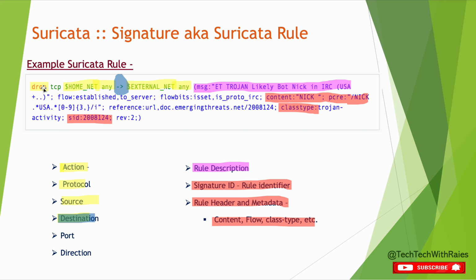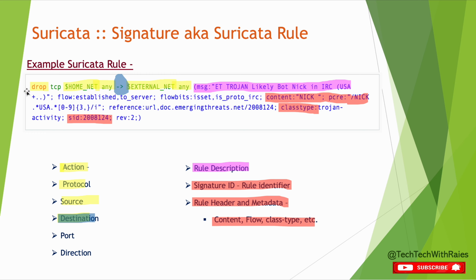There is some drop, TCP, then something, and this looks like a very big and complicated rule, but let me try to make it very easy for everyone. So this is one example rule. Similar to that, there will be thousands and thousands of rules available at this signature store, and a lot of signatures can be purchased from third party companies as well.